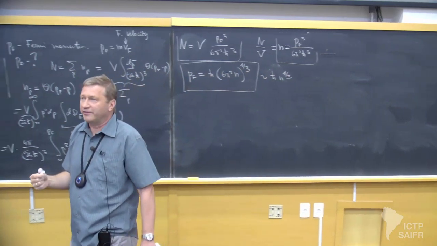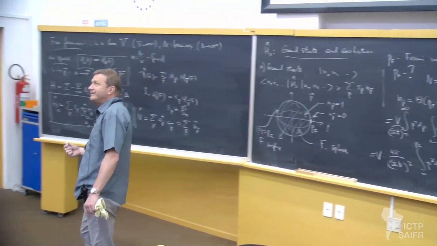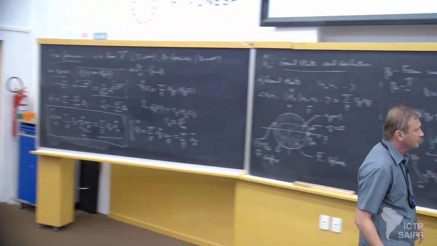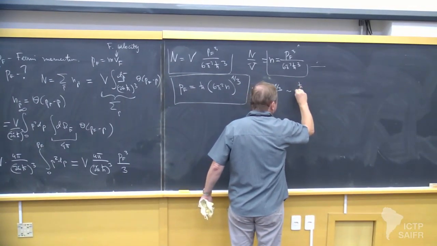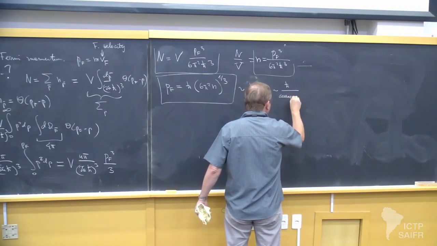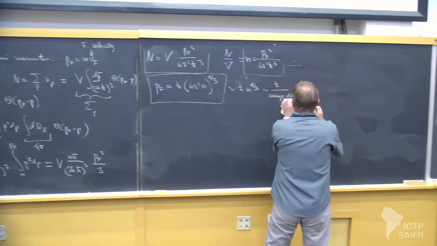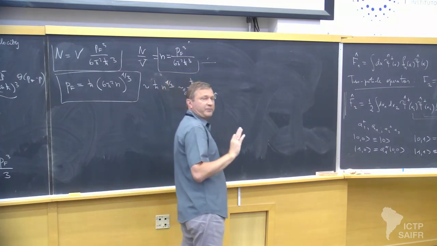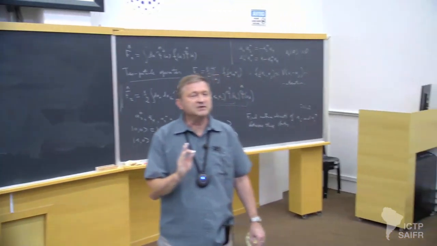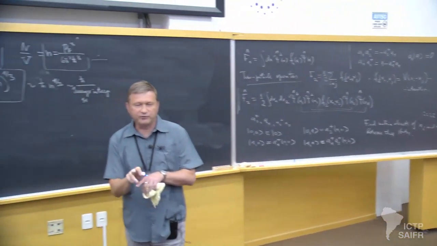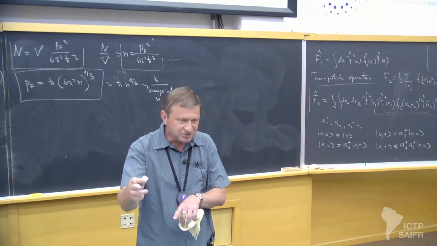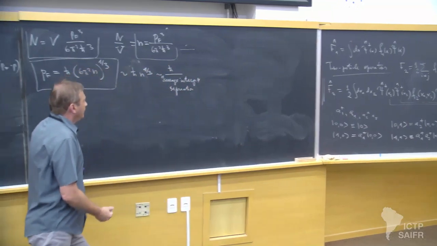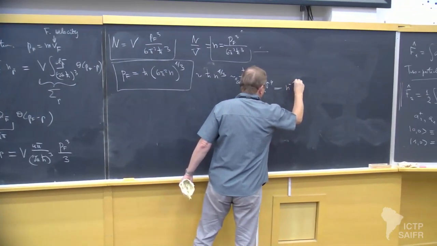But what is n to the power 1/3? It's the inverse of the average distance between particles in my system. So pF is h bar divided by the average distance, or interparticle separation. No, it's not a mean free path. Here there are no collisions at the moment. Mean free path means collisions: it is the distance at which p changes. This is n to the power minus 1/3.